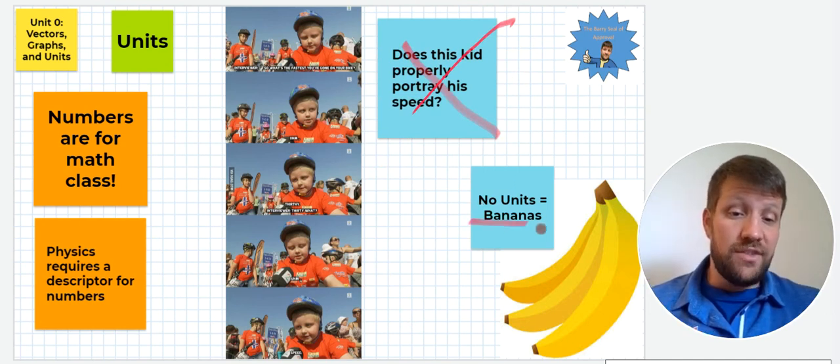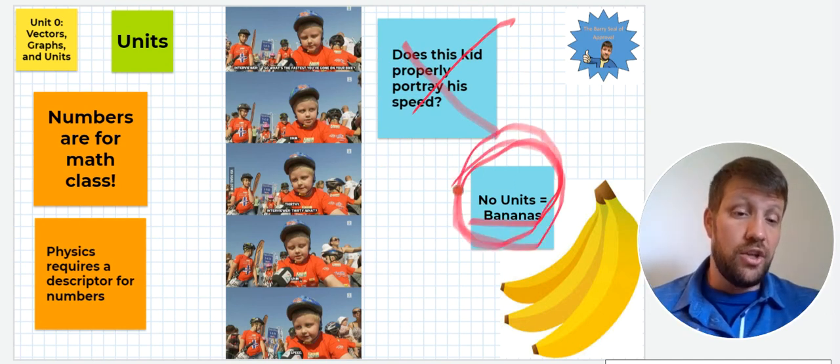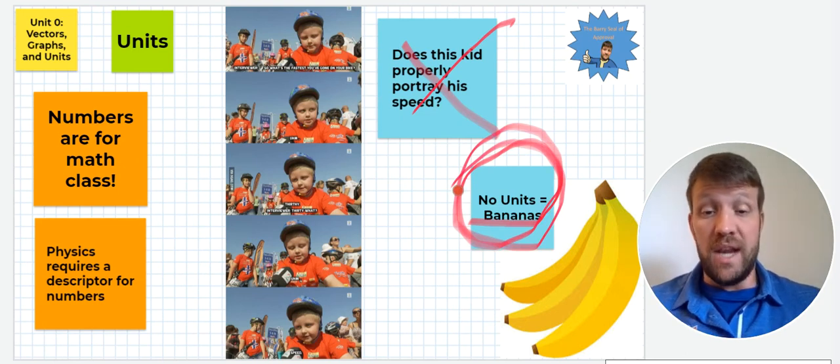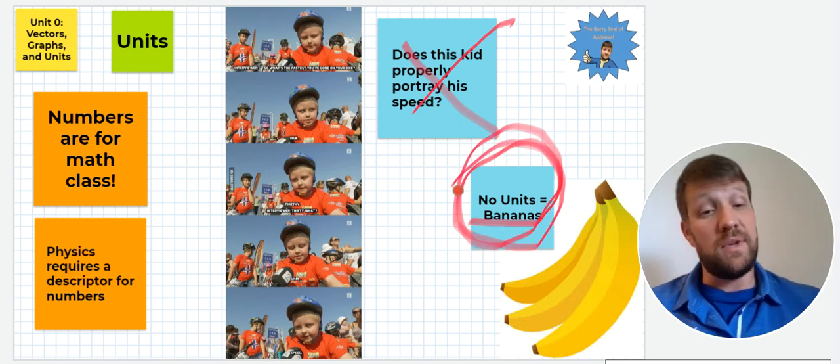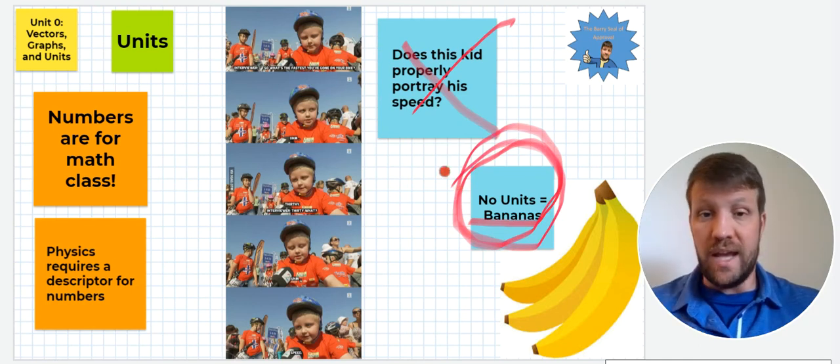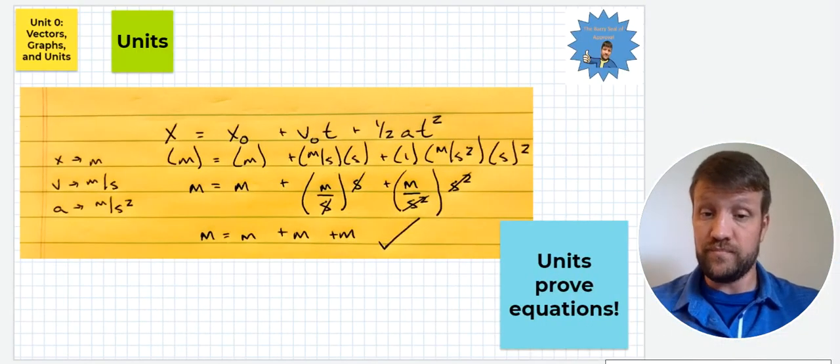Something I tell all of my students, if you don't have units on your numbers, then I consider them bananas. So this kid would have told me his speed is 30 bananas. Not helpful in describing what he's actually doing.